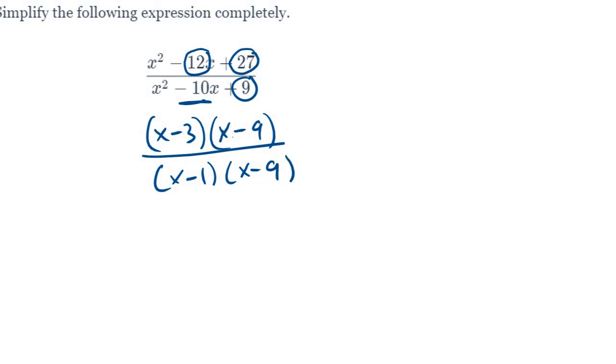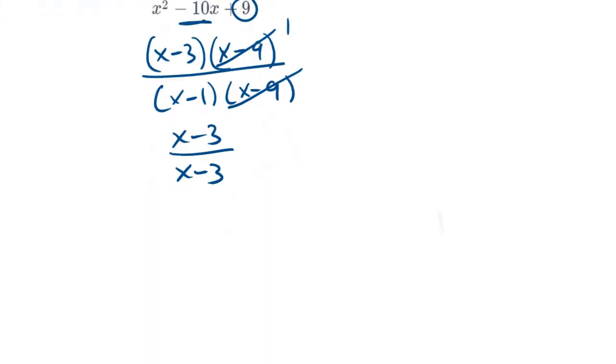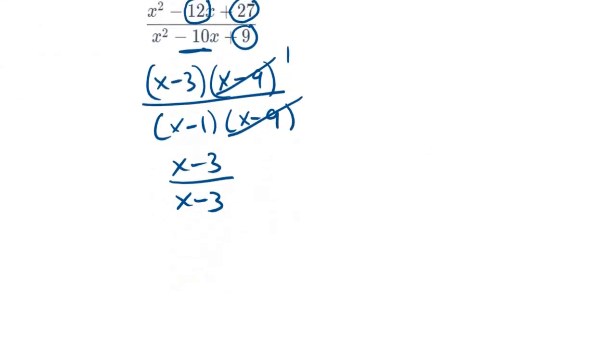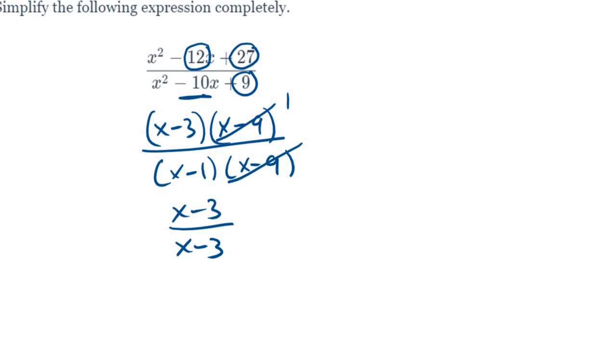So now I can see the common factor is x minus 9. X minus 9 divides out as 1. And then the final answer is x minus 3 over x minus 1. I think that is all there is to it. It's just factoring, breaking it into factors, and then dividing out a common factor. All right, that's it.